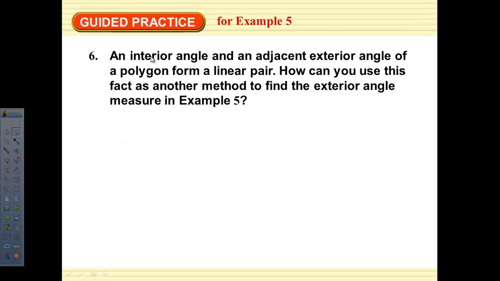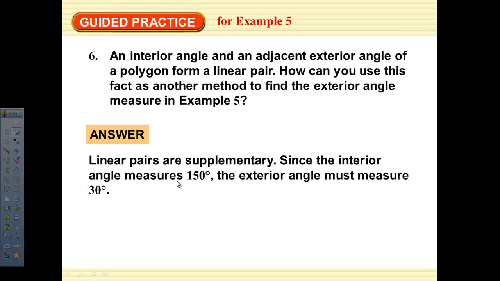And then the last part says an interior angle and an adjacent exterior angle form a linear pair. How can we use this fact to find the exterior angle measure? Well, we find the interior angle and then subtract it from 180 to find the exterior angle. What I would do is actually find the exterior angle first and then subtract that from 180 to find the interior angle. And we're done here.